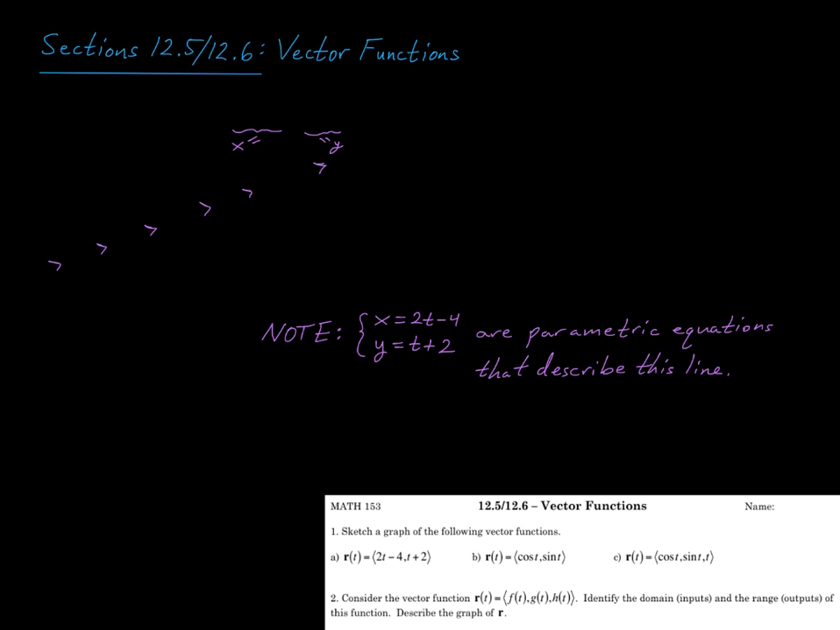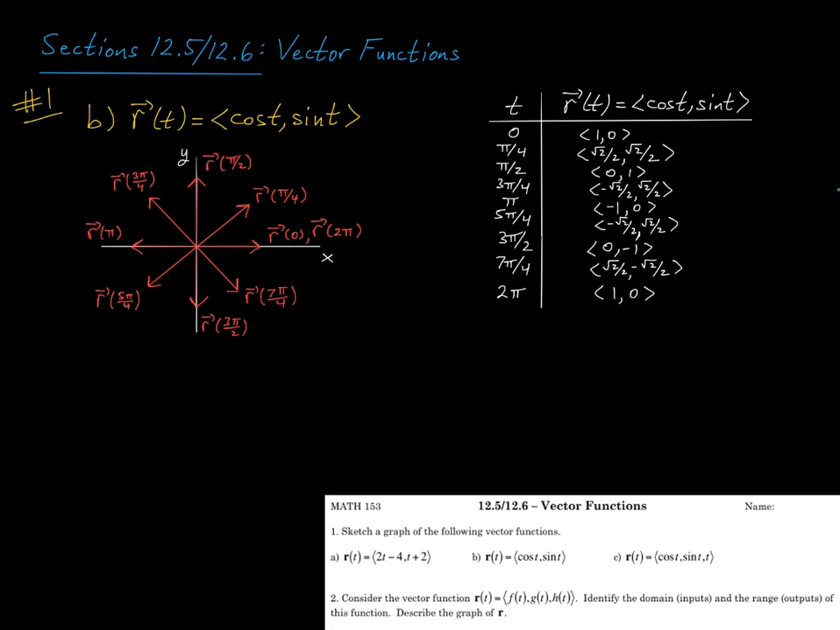All right, so now let's look at the next one, 1b. r of t is cosine t, sine t. Just as we did in the first example, construct a table. Here I'm plugging in multiples of pi over 4 for t, and then here are the corresponding output vectors, which I've plotted in the xy plane. So r of 0, that's the vector 1, 0, so that's right here. And then r of pi over 4, that's root 2 over 2, root 2 over 2.